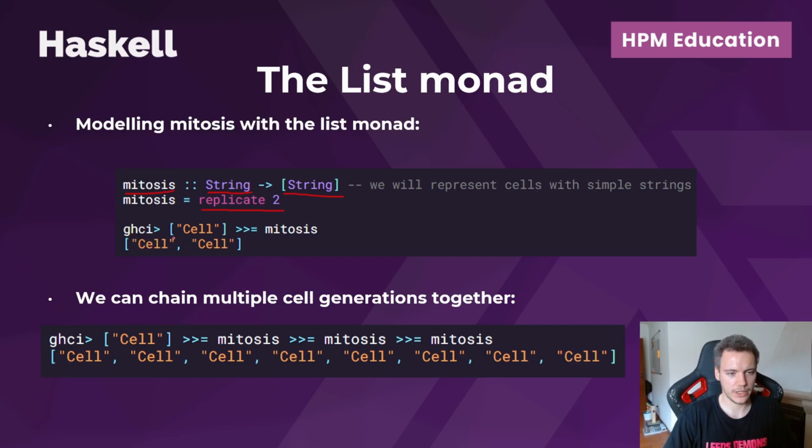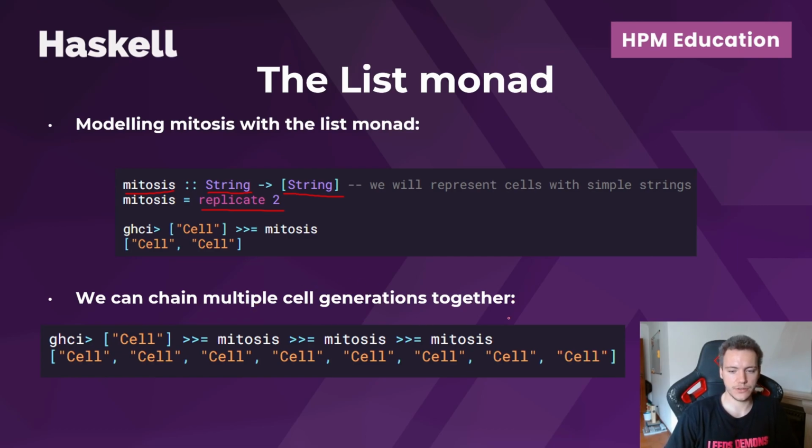Okay, so we have a cell, right? A list of cells, so the monadic value, and then we bind it to mitosis, which operates on just the string, not the list of strings. And the result is two cells, since the mitosis function is applied to all the arguments in this list, but that is only one cell here.